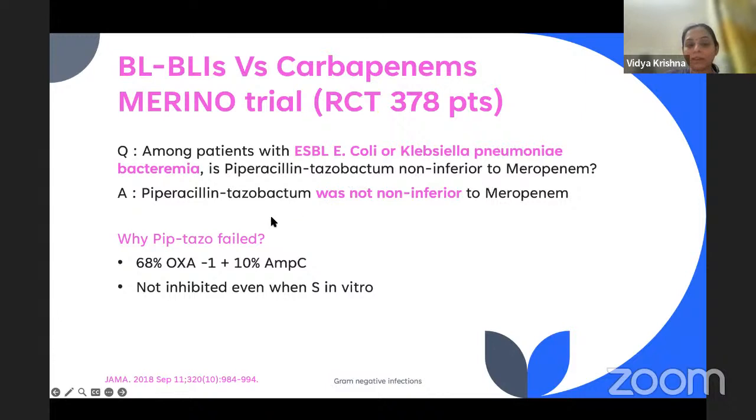And then they ended up with the answer that piperacillin-tazobactam was not non-inferior, which means to say it was actually inferior to meropenem in ESBL E. coli or Klebsiella pneumoniae. So they really analyzed as to why this happened, and they found that it was not just ESBL, there were other resistance mechanisms going on like OXA, AmpC and all. And there were some problems with pip-taz testing, which means that even though it was susceptible in vitro, it was not inhibited in vivo. So this led to a lot of revision of the breakpoints and all those things.